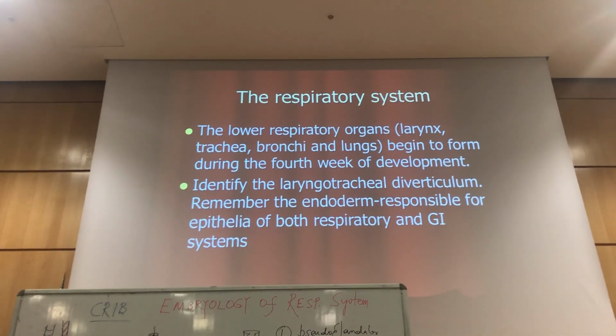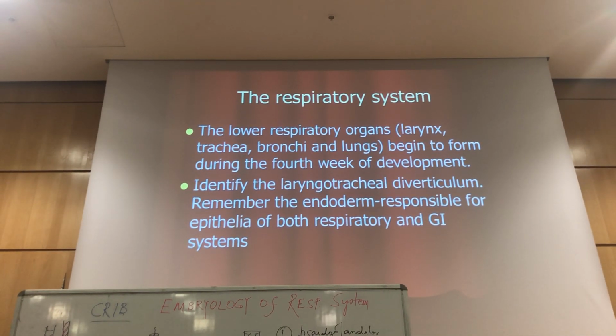Now, when I talk about the foregut, when I talk about the endoderm, it is basically forming the epithelium. Bronchus has some smooth muscle. If I ask that smooth muscle coming from where? The smooth muscle has to come from the mesoderm. It's not coming from the endoderm. Okay?